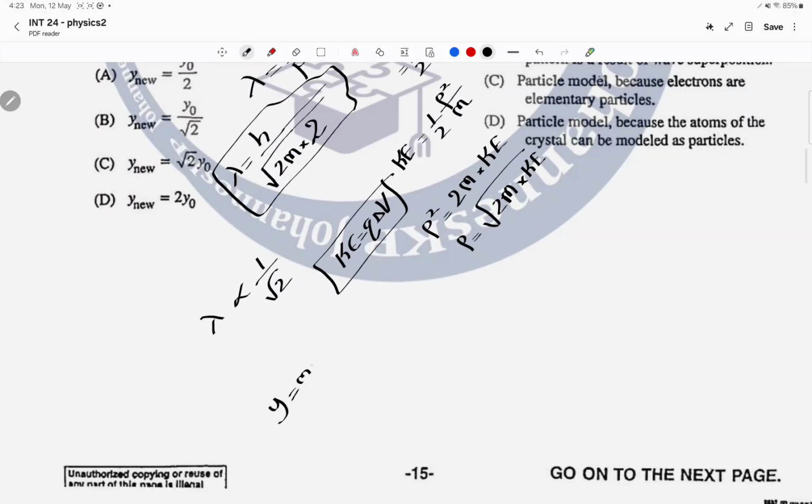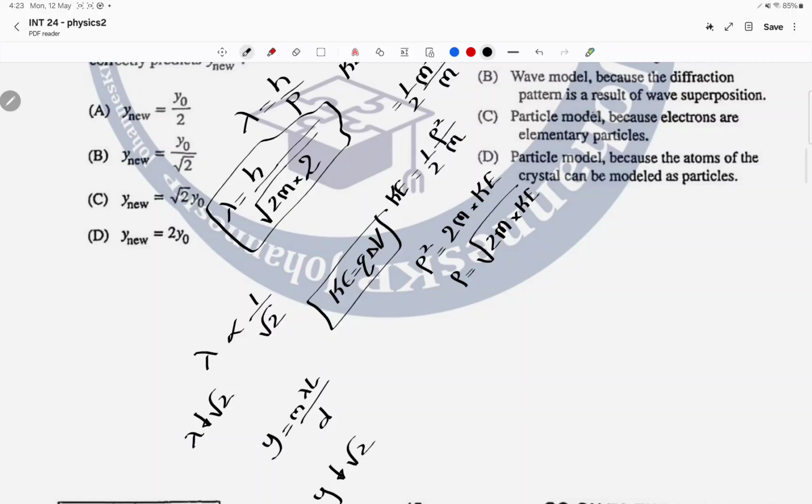And y is equal to m lambda L over d. So that means that the lambda will decrease by a factor of root 2. So the y will also decrease by that factor. That means you must divide by it. That's what decreases mean. Divide by it, which is choice B.